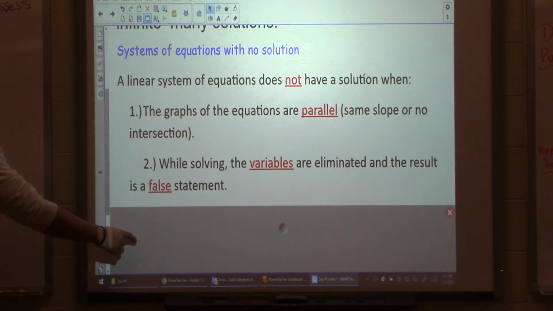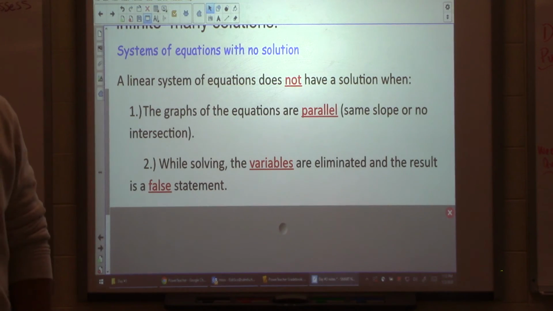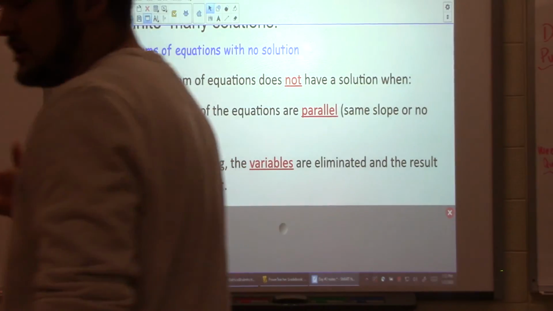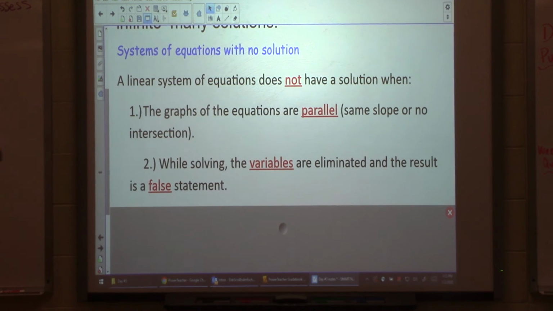If it's going to have no solution, there are two different things you can look for. If you're solving it on a graph, and you see they're parallel and they don't intersect, I think we talked about this, then there's going to be no solution. Or if you're solving, and your variables all cancel out and it's a false statement, that means there's no solution. There's no number known to man that you can plug in there that's going to make it true. So if they are parallel on a graph, there's no solution. If the variables cancel out and it's false, there's no solution.